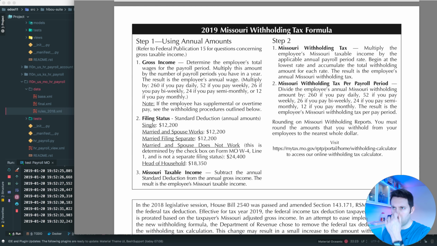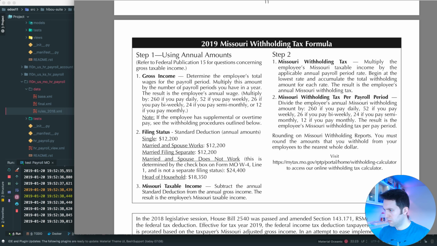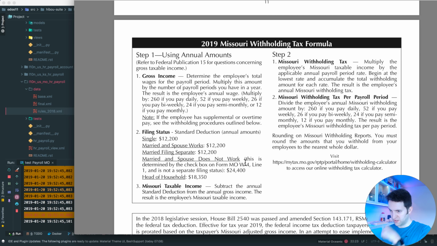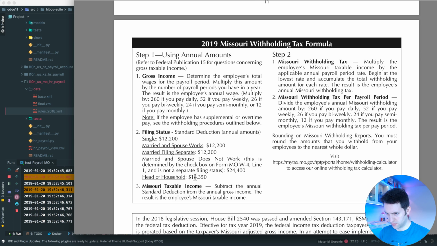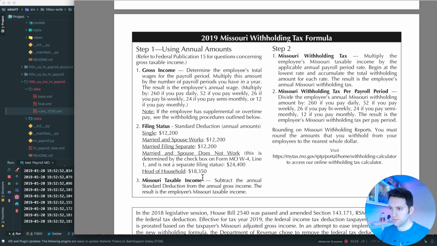Okay, so there's a whole lot more pages between the start and where we are, but it does have the same thing. The amounts are slightly different. These have all changed by just a little bit. This one's 24,400 and this one's 18,350 versus 2,400 even and 1,800 even.